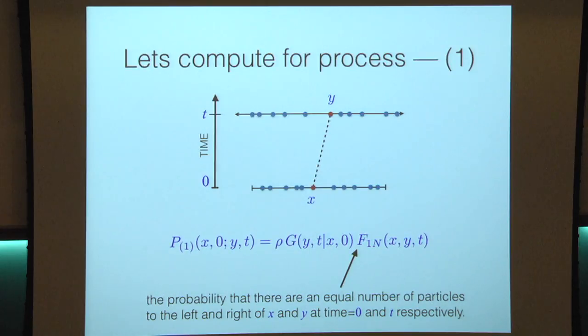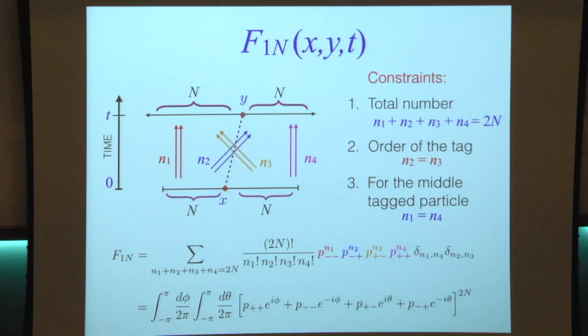So I want to compute this probability f for this one. This particle goes from x to y. There are n particles on the left and n particles on the right. What are these particles doing? They are just independent particles. Some of the particles from this side will go to the left of y; let's call that n1. Some will go from this side to that side; let's call that n2. Some will go from the right to left.